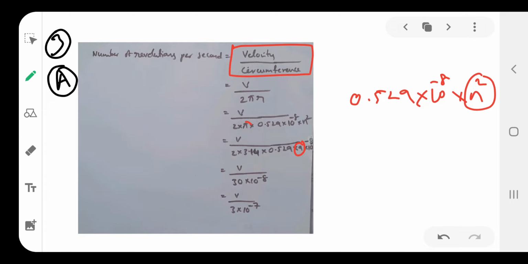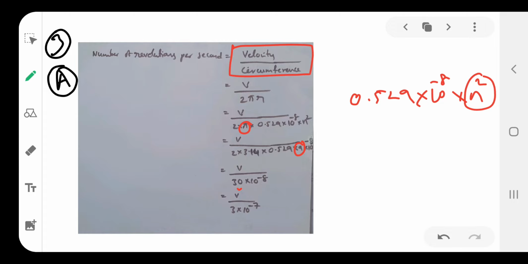Here the pi value is 3.14. Therefore, v divided by 2 into 3.14 into 0.529 into 9. Its total value is about 30, 29.99 will come. It means 30 into 10 power minus 8. Here, move the decimal point one digit to the side, then the 10 power minus 8 becomes minus 7.